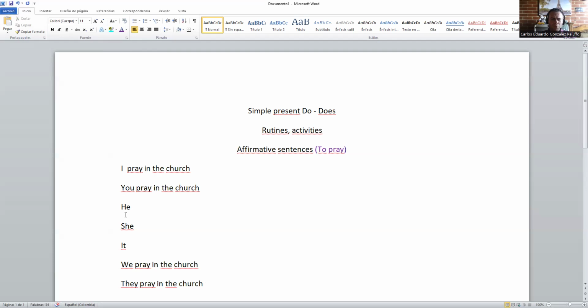Now, what happens with three subjects? He, she, or it. One rule of the simple present is that if we have third person singular, he, she, or it, the verb always changes. The verb changes with an S at the end. So we say: he prays in the church. She prays in the church. It prays in the church.